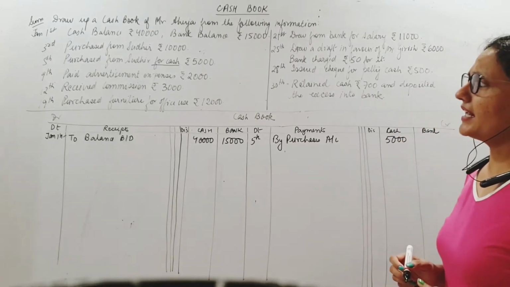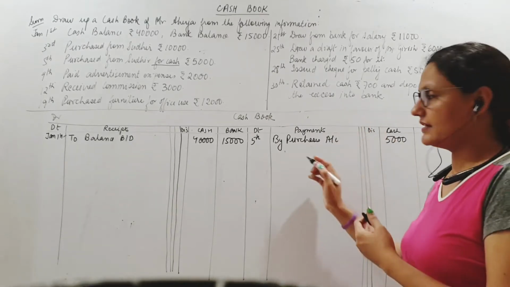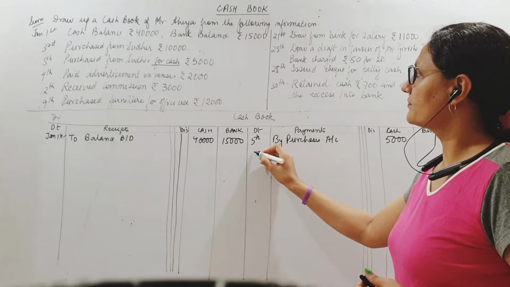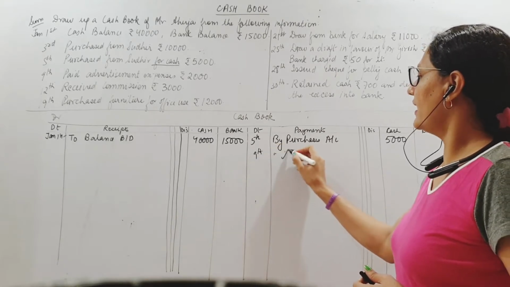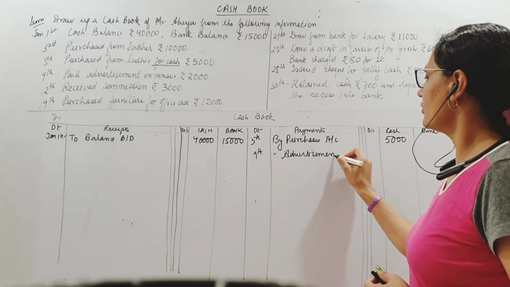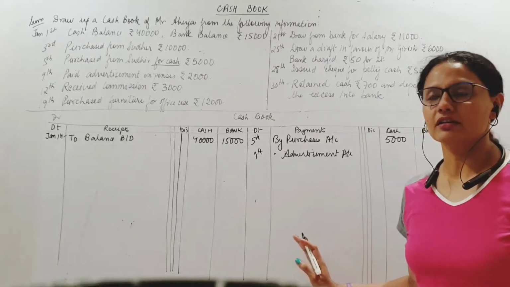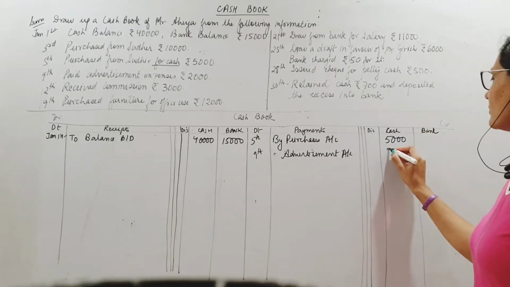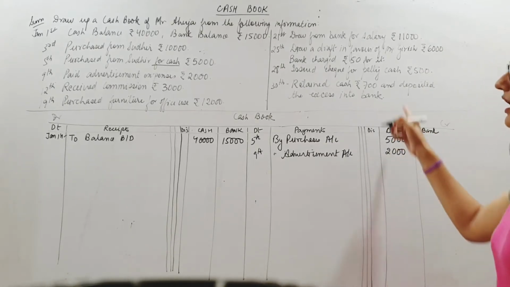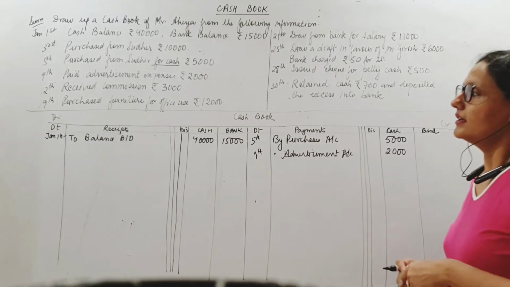Then paid advertisement expenses. Again, I am making a payment, on the payment side by advertisement. We are paying for this expense. Any expense that you are paying for has to come here. And we are paying 2,000. So 2,000 goes again out of my cash account. So my cash balance is reducing.